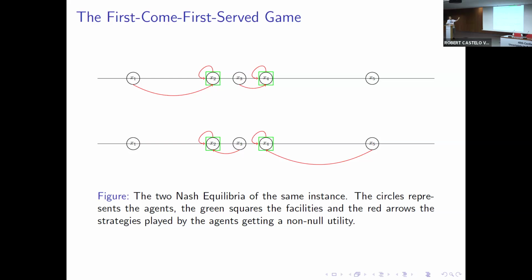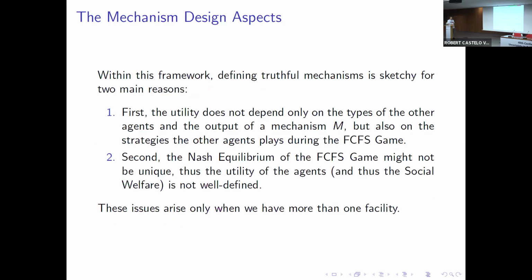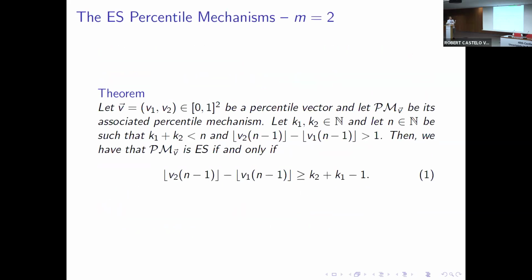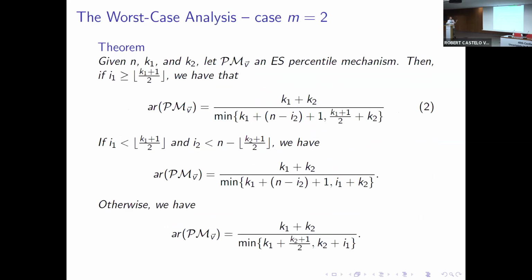So you can see from this instance that not every percentile mechanism is the same in this framework. Going back to this characterization, we are able to select which percentile mechanisms are actually suitable for our problem or not, and that's good. And after we identify them, we are also able to characterize the approximation ratio of every percentile mechanism that is actually equilibrium stable.